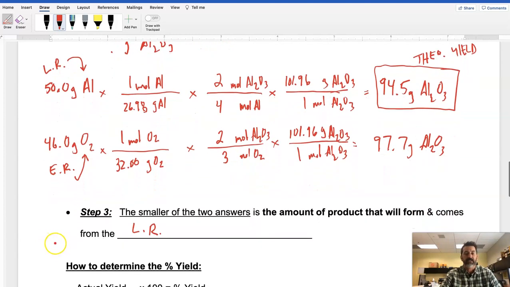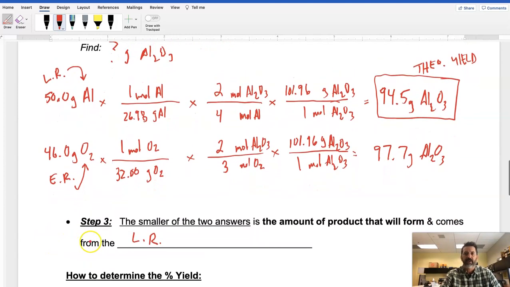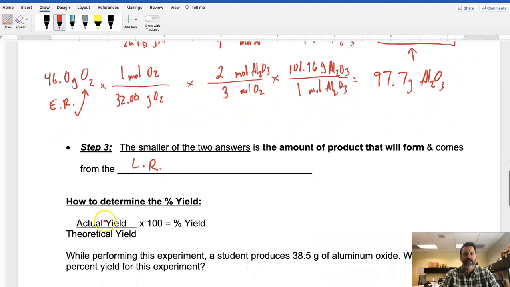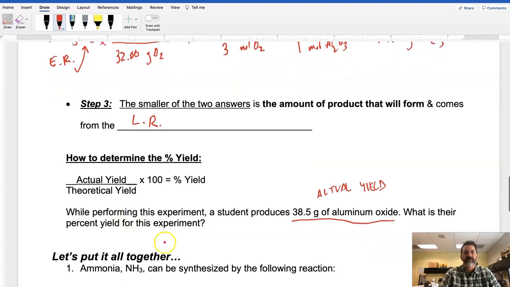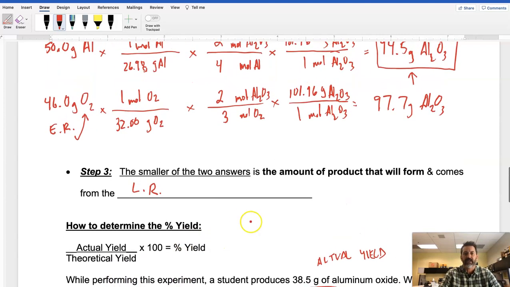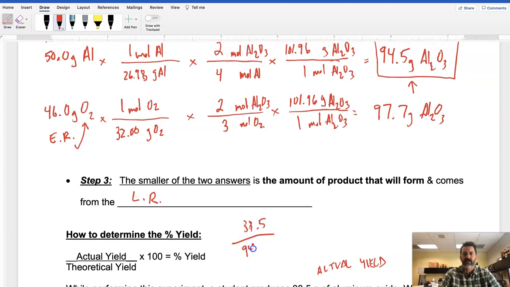How to determine percent yield? Remember, I've got my theoretical yield, so in theory, this is how much we should make. Now, we didn't do this in a lab. They told us a student produces 38.5 grams of aluminum oxide. So this is going to be my actual yield. Again, that has to be given because we didn't do this in a lab. So if I wanted to calculate this, I'm going to take my actual yield and divide it by my theoretical yield, which is 94.5.